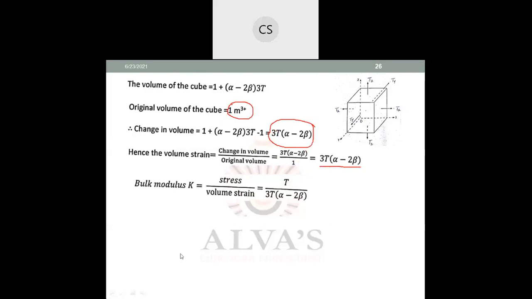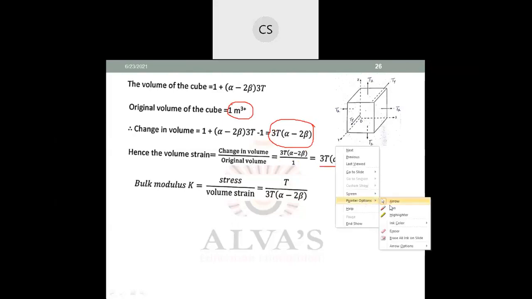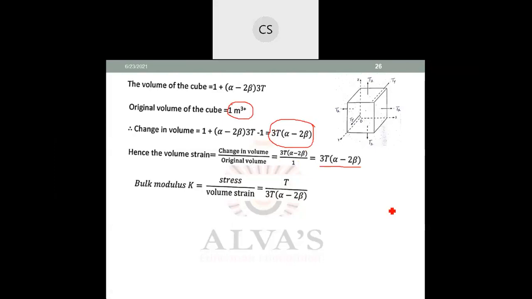So now you can find out what the bulk modulus is. Because you have the strain, bulk modulus is given by stress by volume strain. Stress by strain is a general formula. Depending on what type of stress and strain, you will get a different modulus. So bulk modulus means stress by volume strain. What is stress? As you have just concluded, it is acting in all three directions the same, experiencing the same stress. So T is the stress, divided by volume strain.